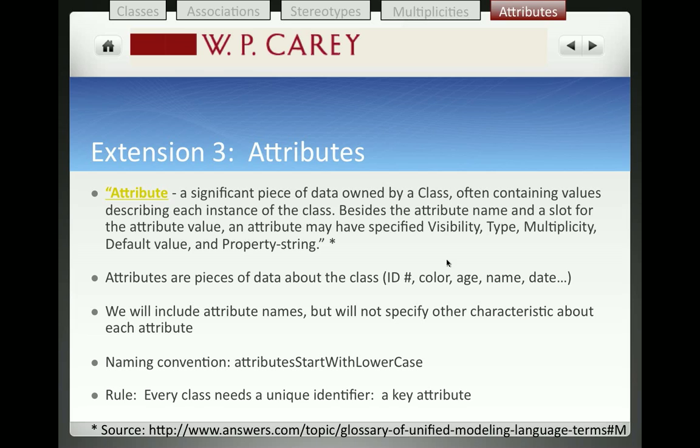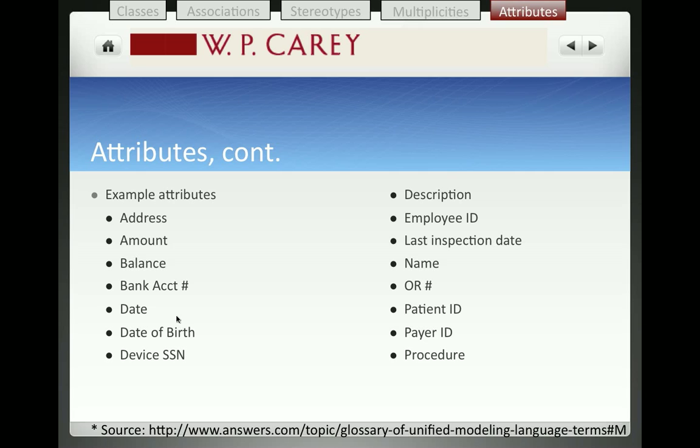In our diagrams, you're going to use the traditional UML naming convention, and in that convention, attributes, like associations, start with lowercase letters. Additionally, an important rule to keep in mind is that every class is going to need to have a unique identifier, or a key value, that will be useful in creating databases. Examples of attributes include the address, the amount, balance, bank account number, date, date of birth, device serial number, description, employee ID, inspection date, name, OR number, patient ID, payer ID, or procedure.